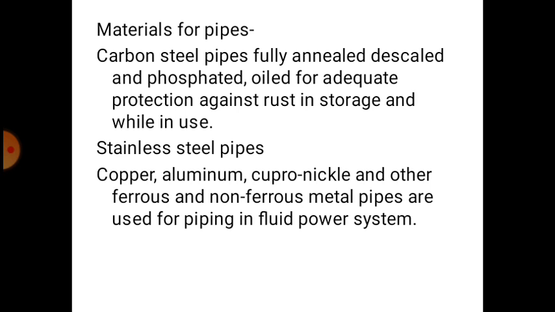Materials for pipes. Which materials can be used for manufacturing pipes which are used in the hydraulic system? The carbon steel pipes, fully annealed, descaled and phosphated, oiled for adequate protection against rust in storage while in use. Stainless steel pipes, copper, aluminum, cupronickel and other ferrous and non-ferrous metal pipes are used for piping in fluid power systems.